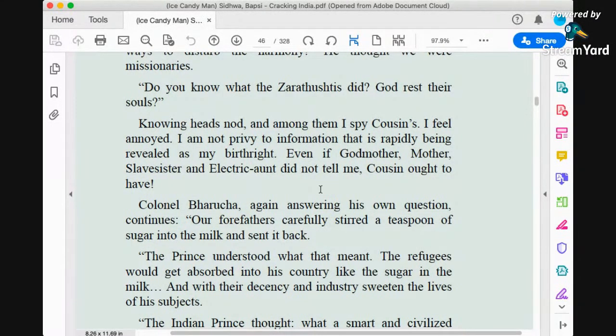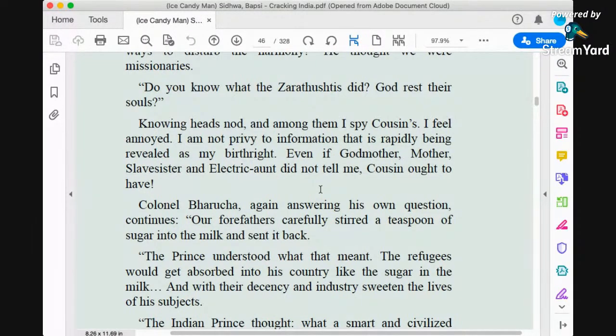Instead of closing the border, he sent a very polite refusal by sending one bowl of milk, full up to the top. That was symbolic of India's fullness, that India was already full. There was no capacity for the Parsi people to enter. At that time, Colonel Barucha tells that our forefathers were not ready to go back, but they were not ready to fight either, and not ready to create any trouble. So they took some sugar, put it into the bowl and stirred it with their teaspoons. The sugar mixed into the milk, and they returned it to the prince who had brought the bowl.